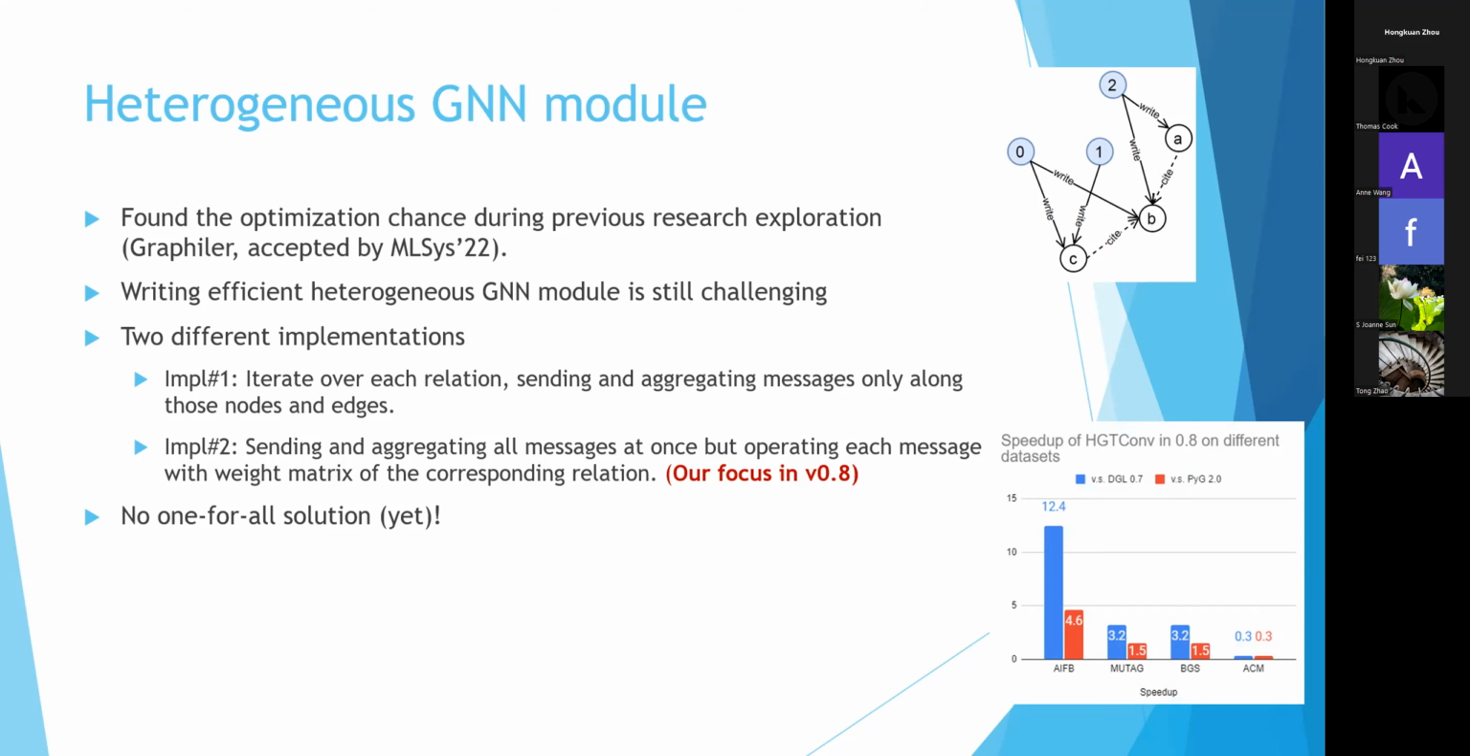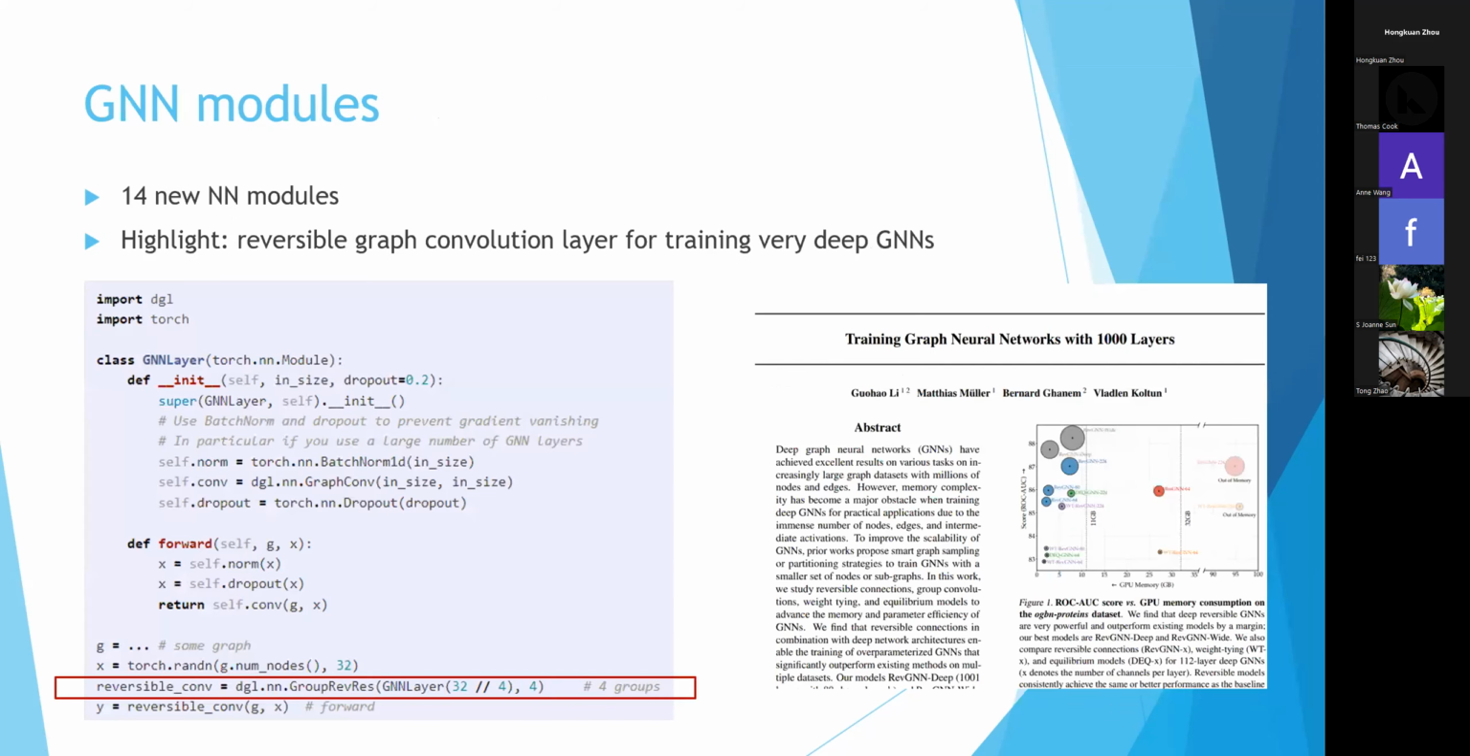Okay, this is for heterogeneous modules. Of course, we added a bunch of new regular GNN modules to DGL in recent releases. I just wanted to highlight one. There are a lot of them. You can check out our release notes or our documentation page. This one has a very eye-catching title: Training Graph Neural Networks with 1,000 Layers.